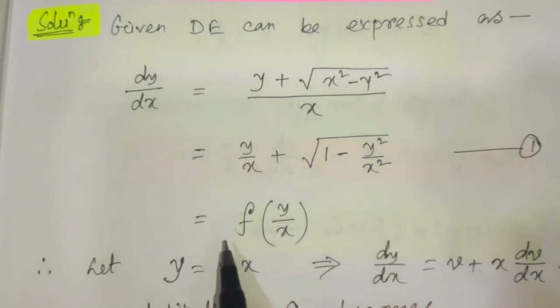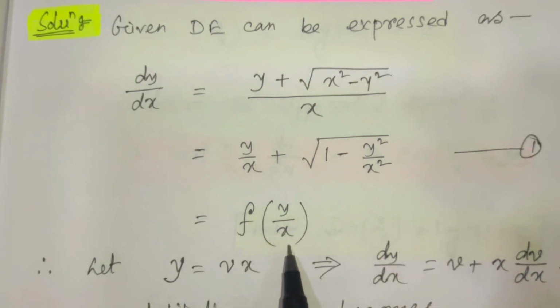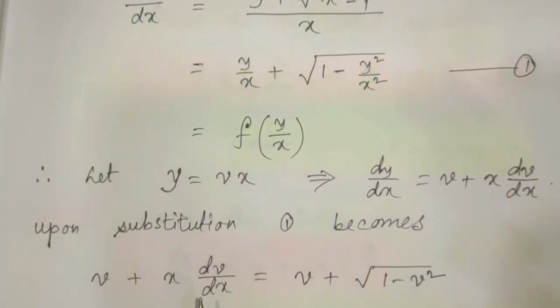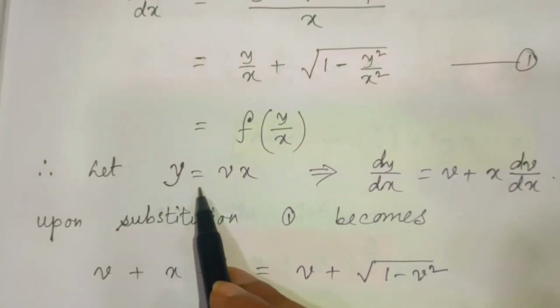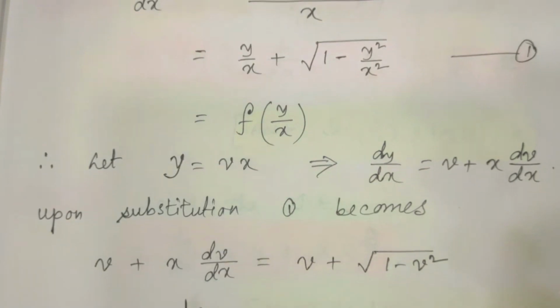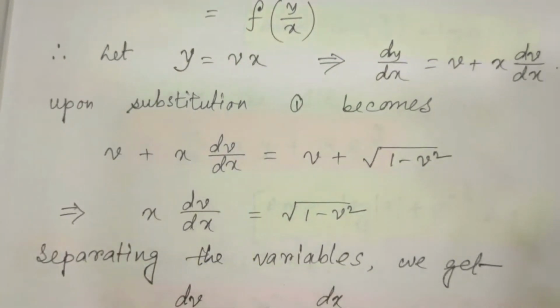And this is nothing but in the form of f of y by x. So it is a homogeneous function. Now we should substitute y is equals to vx and simplify. We know the process of simplification, exactly in a similar way.